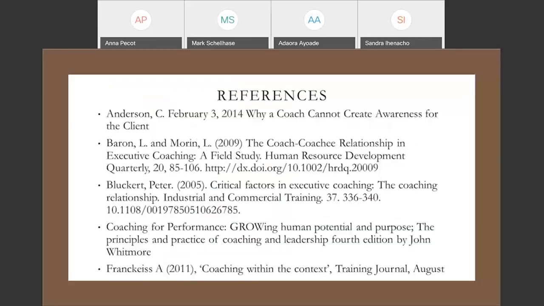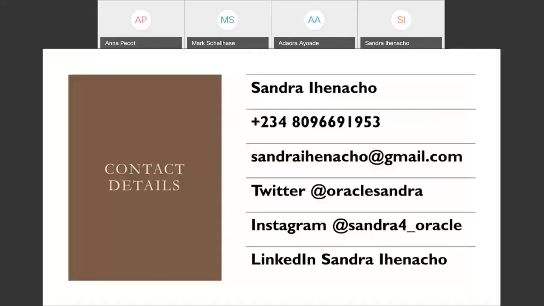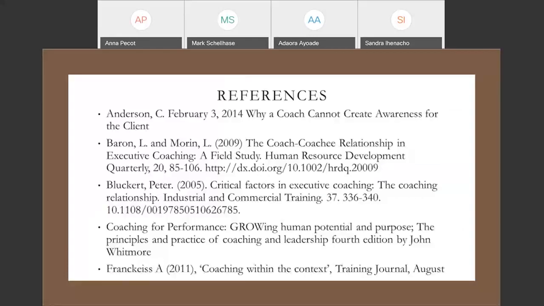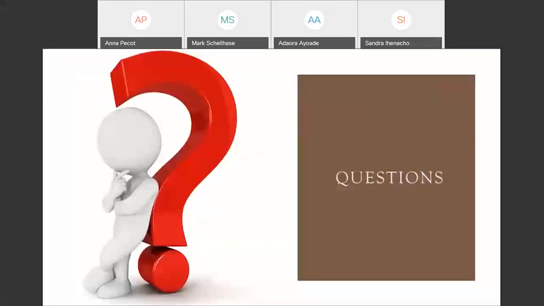We can arrange it in a few different ways. First of all, I will share Adaora's contact information and Sandra's contact information with all the participants in my follow-up email. So they can reach out to you directly, or the participants can direct their questions to me, and we can channel them and share answers with everyone. Whatever works for you. That's fine, Anna. I'll go with whatever works best for everyone. Thank you for the opportunity. It's been a pleasure. Thank you.